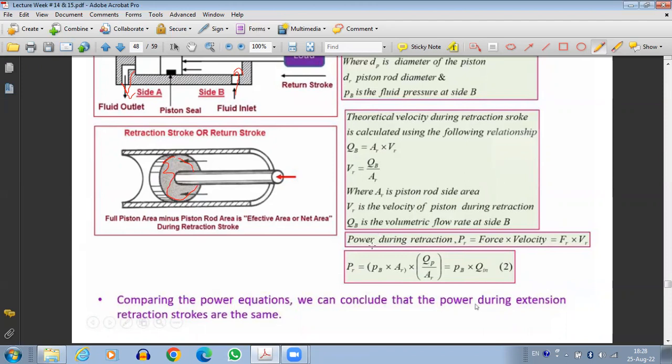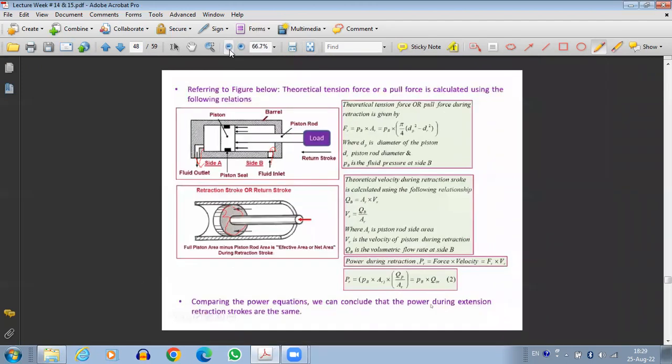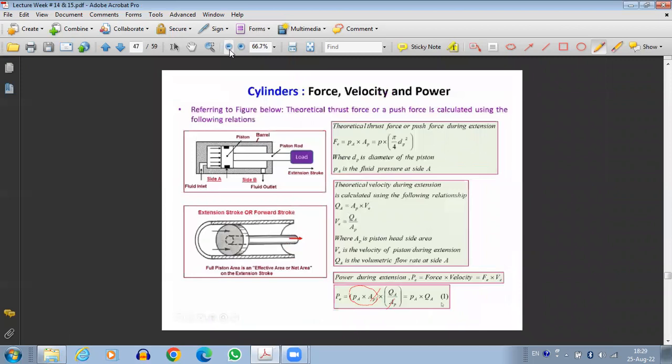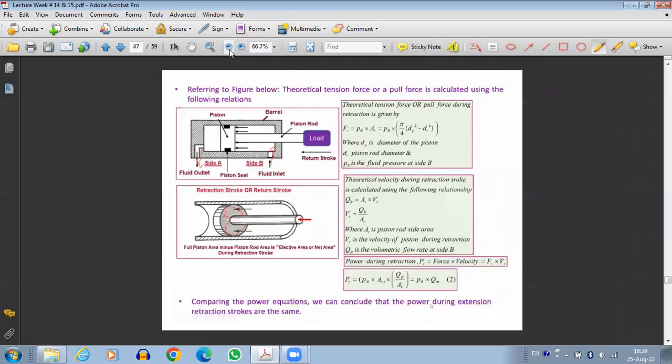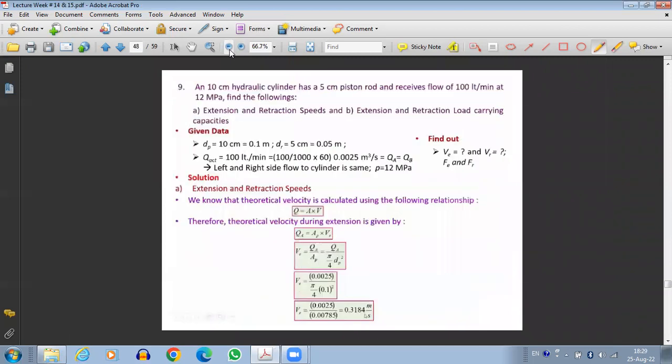Then power during retraction will again be force into velocity, or we can write it in the form of pressure multiplied by the flow rate. So these are some of the basic formulas that we are going to use to solve the problems related to the hydraulic power systems for the linear actuators.